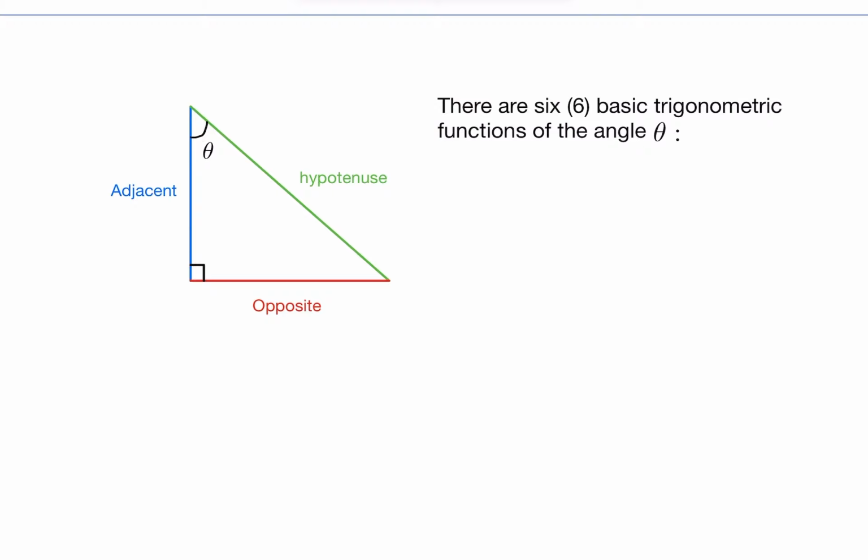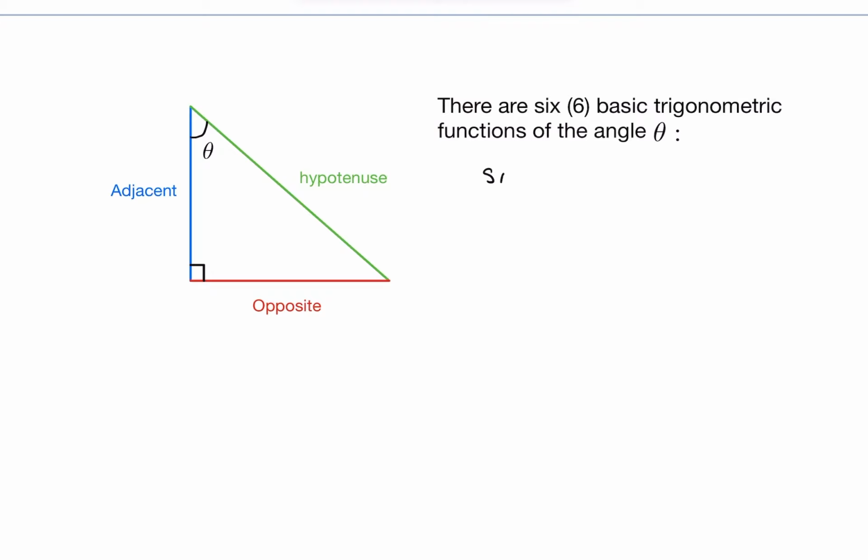Okay, and so relative to this angle, we have this side of the triangle, which we call adjacent. So this is the adjacent side. Now opposite this angle is the side of the triangle which we label opposite. And then the side opposite of the right angle, we will always call the hypotenuse. Okay, so the six functions are as follows.